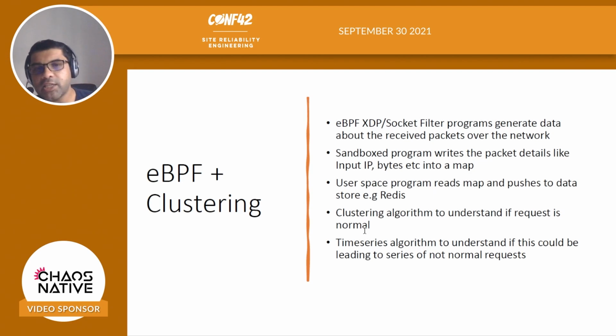And along with XDP, we can add our filter programs, right? We can attach an eBPF program to the XDP, and that eBPF program can help us understand the data about the received packets of the network. So there is an eBPF program that you have attached to an HTTP filter. As network packets keep coming, your program writes data about all these received packets into a map, and a user space program then reads the map and pushes it, let us say, into any data store, and from that data store your clustering algorithm can understand whether this incoming network request is normal or not, right?